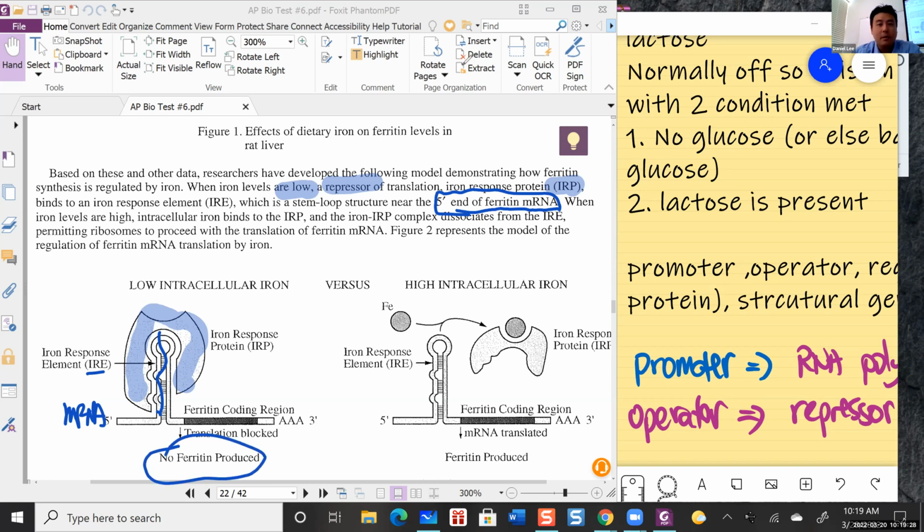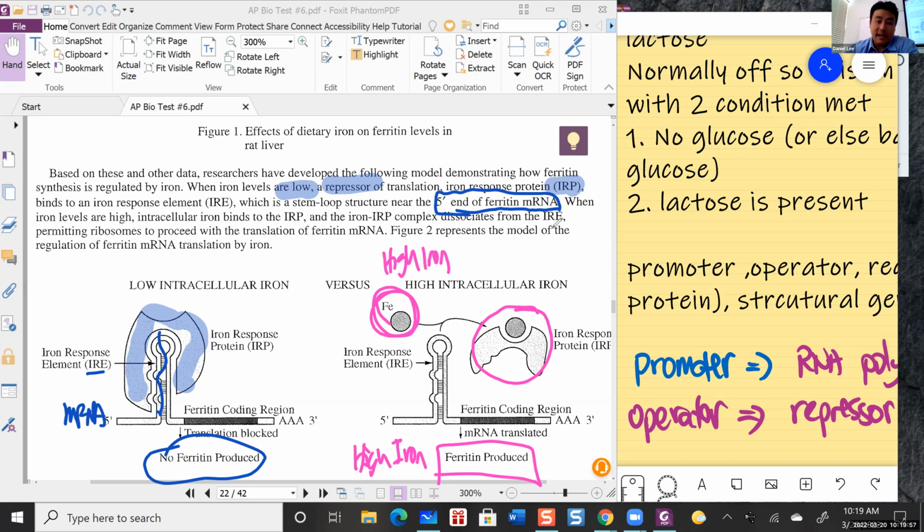But look what happens when iron is present. When iron is present, do you see that? It causes the repressor to fall off, giving access to the ribosome in this case, because you want to do translation, you need the ribosome. So now the ribosome has access, so now you have ferritin, right? So this is why high iron, high ferritin. That makes sense. This goes with what we are saying.